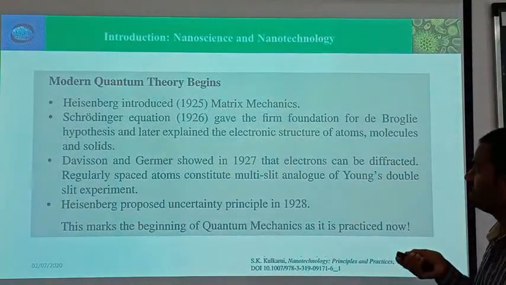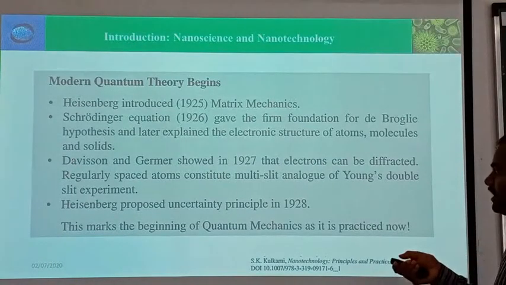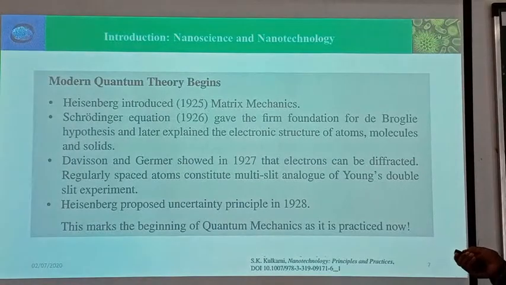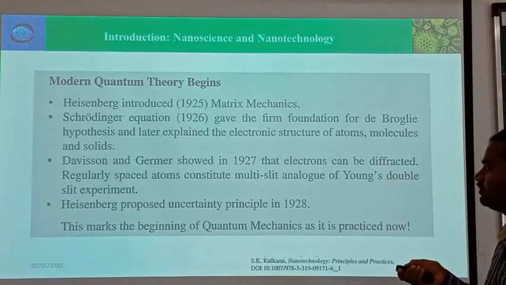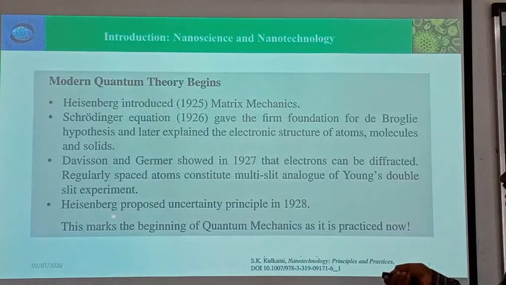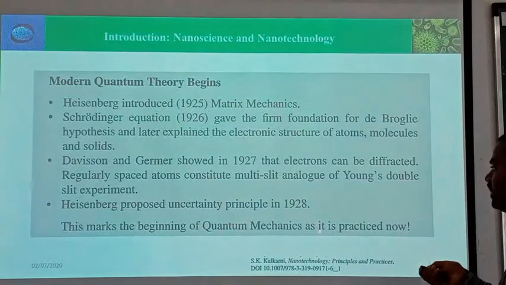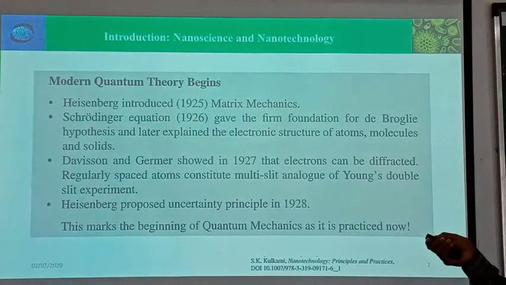In 1927 Davisson and Germer showed that electrons can be diffracted. Regularly spaced atoms constitute a multi-slit analog of Young's double-slit experiment. Heisenberg proposed the uncertainty principle in 1928. This marks the beginning of quantum mechanics as practiced now. We are dealing with that. This is the beginning, in approximately the era of 1925.